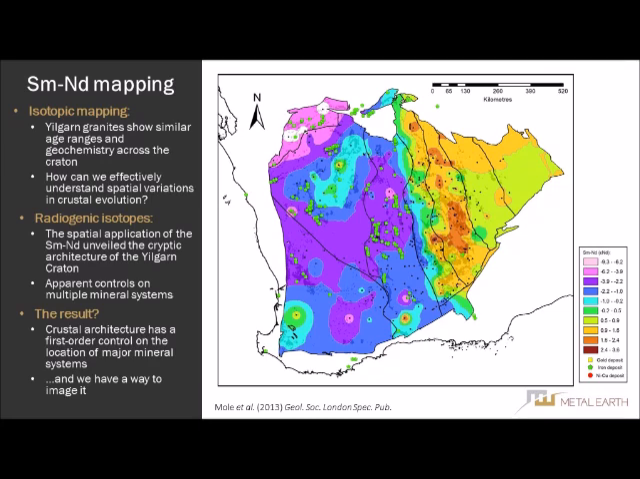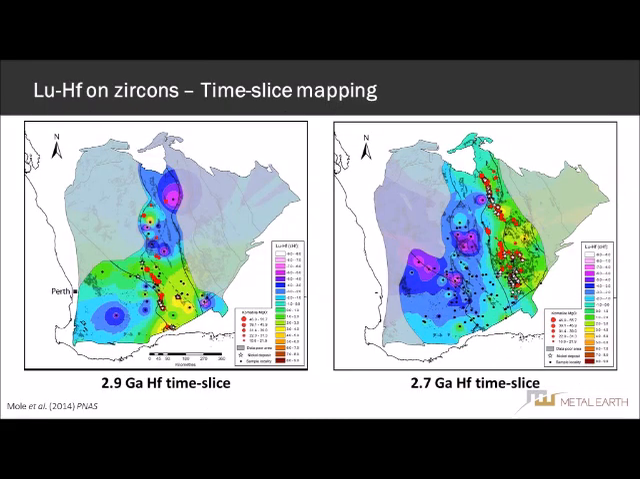My PhD was on trying to understand why the 2.9 and the 2.7 komatiites were where they were, and why some were mineralized and some weren't. We realized straight away that the neodymium map wasn't really going to cut it, because it was essentially a time slice at 2.7, at the age of the granites, which was too young to understand the 2.9 komatiite. So we needed a way of imaging architecture at 2.9.